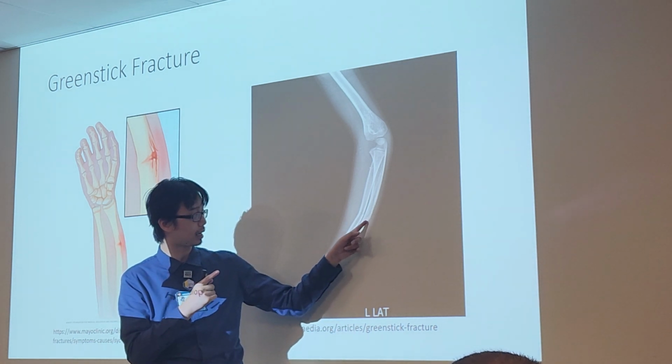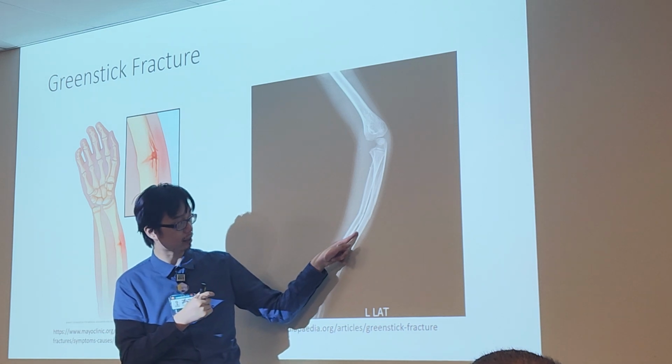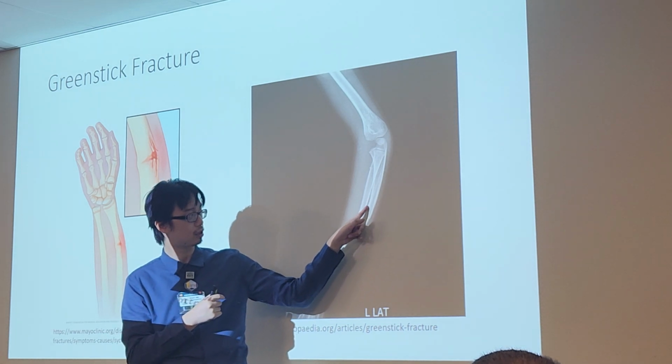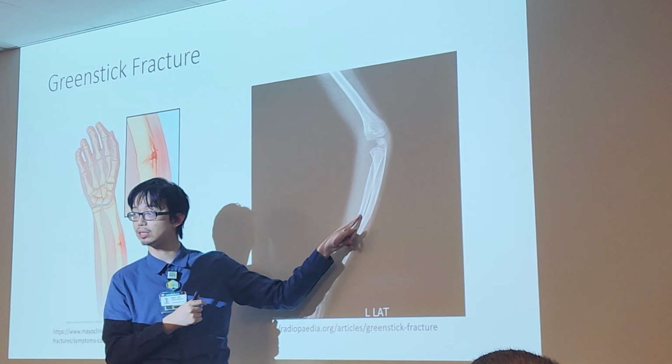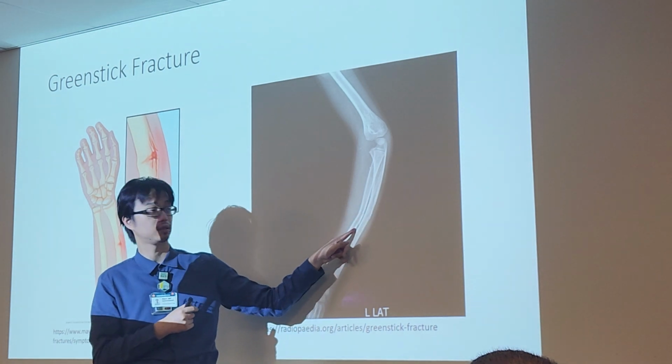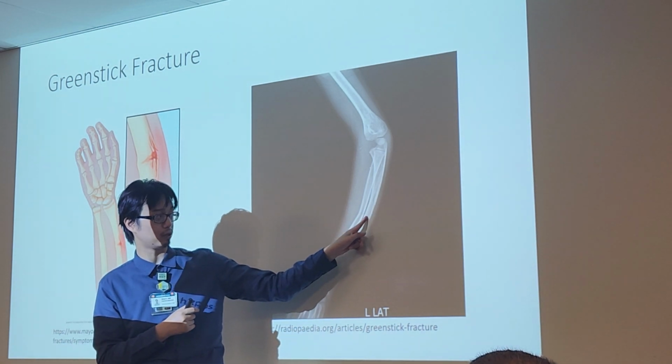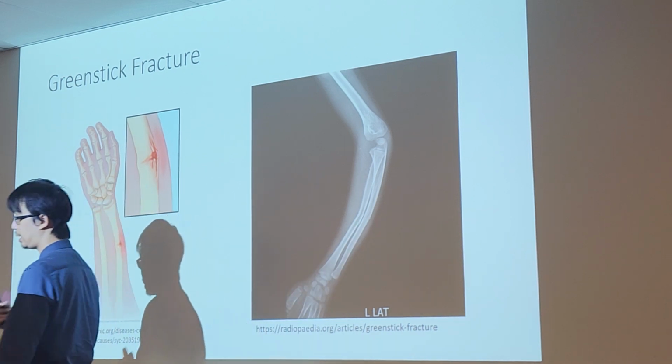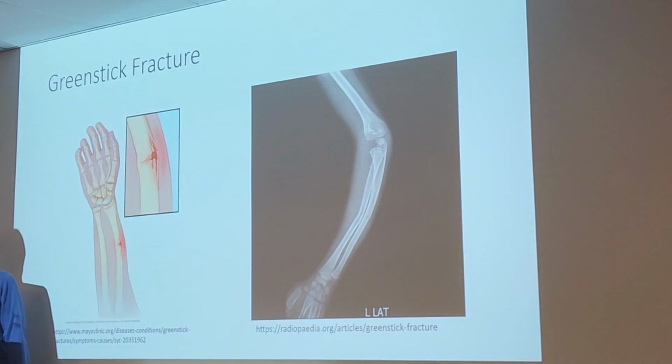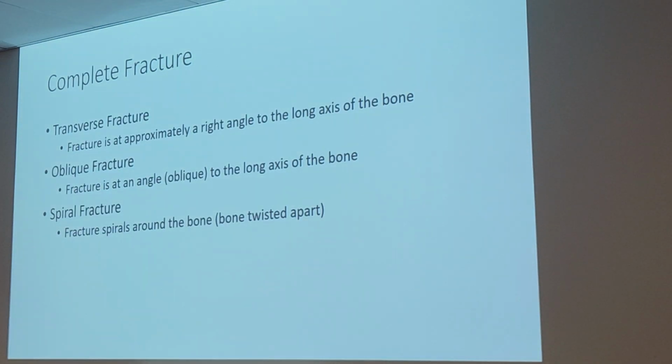But on the other side here, follow this white line. Do you see any breaks at all? No, it stays solid, right? Solid white. So it's a partial break. It broke on one side, but not the other. That is a green stick fracture. Those are incomplete fractures as opposed to complete fractures.